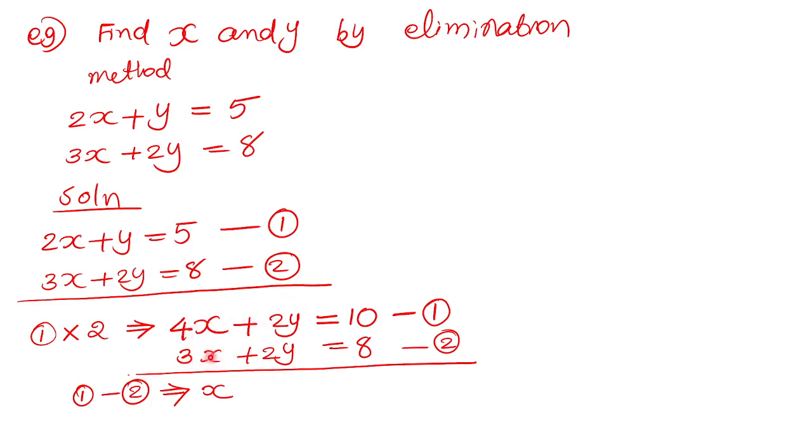4x minus 3x is what? X. Understood. 2y minus 2y cancel. The left side is subtracted, so you have to subtract the right side also. 10 minus 8 is 2. I got the value of x. x equals 2.